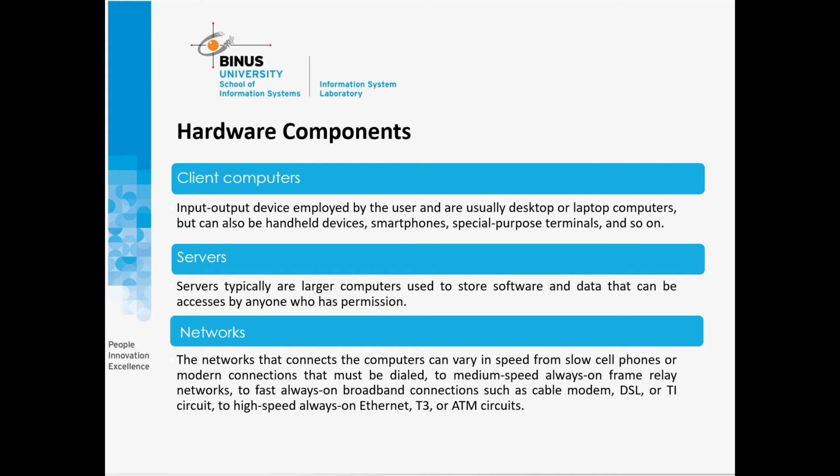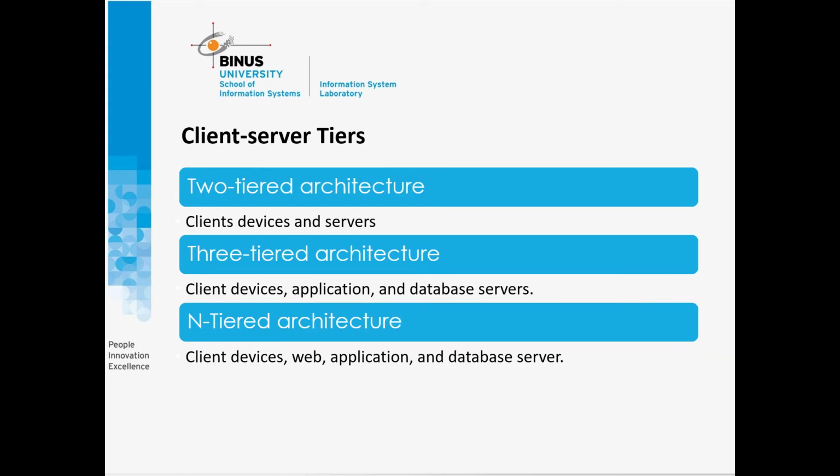The network that connects the computers can vary in speed from slow cell phone or modem connections that must be dialed, to medium speed always-on frame relay networks, to fast always-on broadband connections such as cable modem, DSL, or T1 circuits, to high speed always-on Ethernet, T3 or ATM circuits. There are many ways in which the application logic can be partitioned between the client and the server. Client-server tiers divide into two-tier architecture, three-tier architecture, and n-tier architecture.